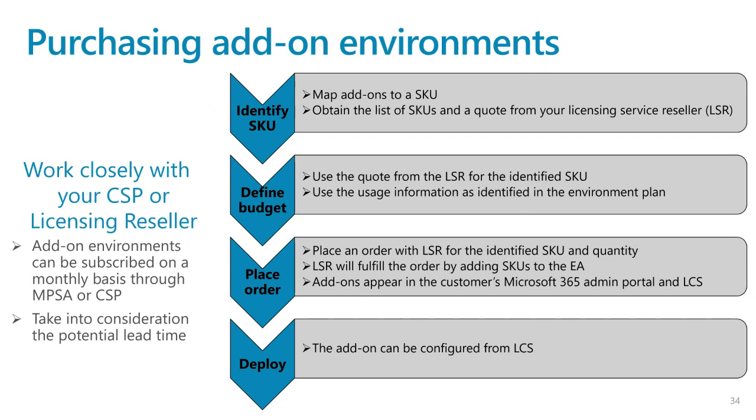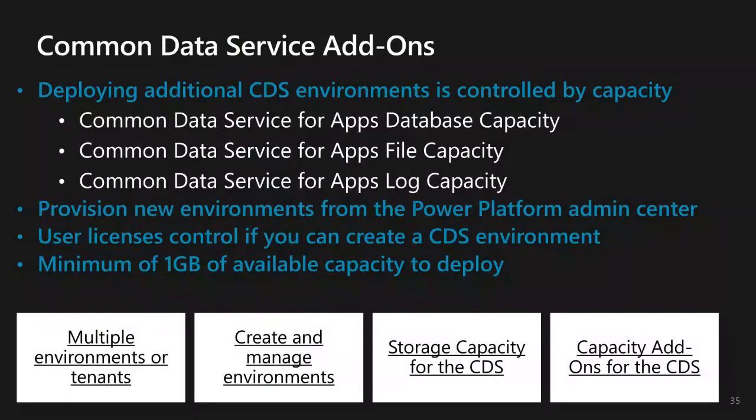So a couple of additional considerations that you'll want to think about are your common data service add-ons. When you need to deploy additional CDS environments, it's controlled by capacity. And there are three different types of capacity. There's the database, the file, and the log. So the database is your actual transactions, if you have an actual database in your CDS. If you don't, then we don't have database capacity. We have our file capacity, which is similar to finance and operations where we have attachments on our records. And then we have our log capacity.